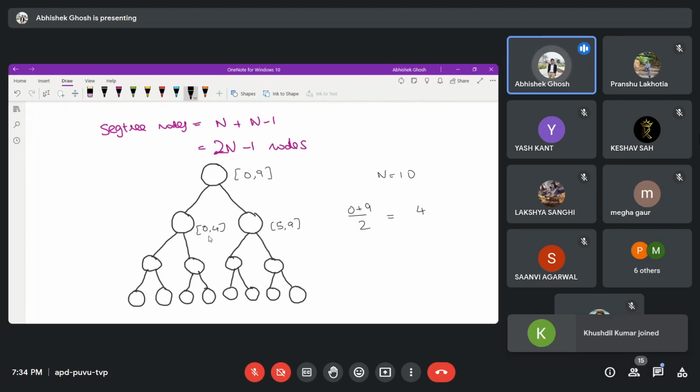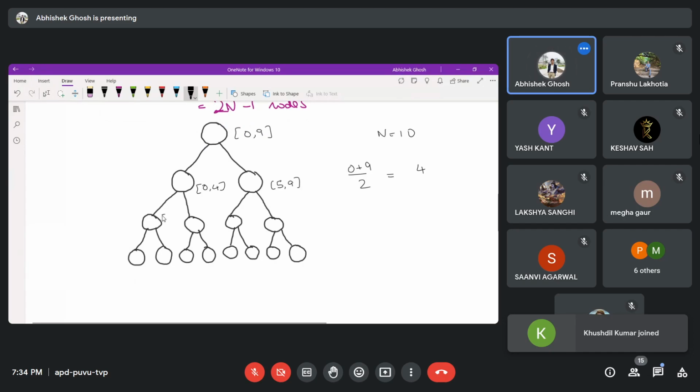Again, extending the same idea, this node will store the answer for 0 to 2, right? And this for 3 to 4. This will store the answer for 5 to, let's say, 7. And this will store for 8 to 9. How 7? 5 plus 9 divided by 2 is 7. Till the midpoint, it's storing in the left part, and from mid plus 1 to end, it's storing in the right part. So this will store the answer from 0 to 1.